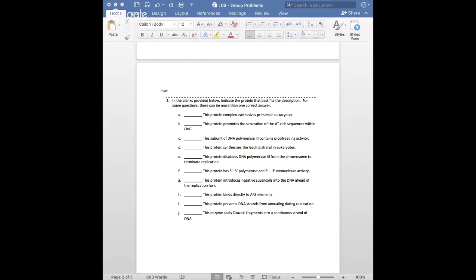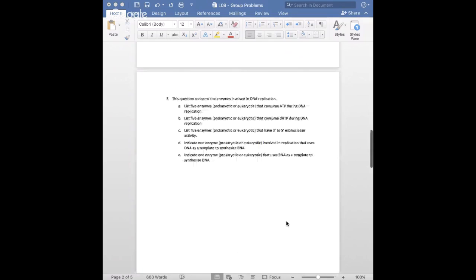And for H, the origin recognition complex, or the ORC, is the protein that binds directly to the ARS elements. And for I, the single-stranded DNA binding proteins, or the SSBPs, is the protein that prevents DNA strands from annealing during replication. And then DNA ligase is the enzyme that seals the Okazaki fragments into a continuous strand of DNA.